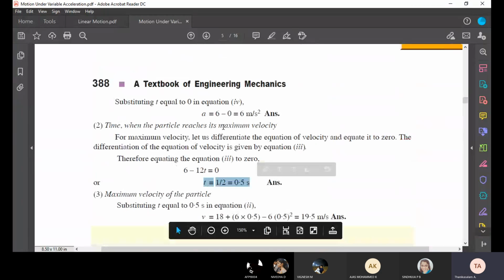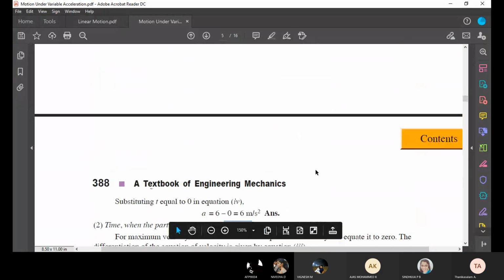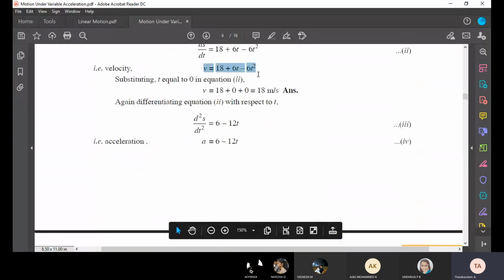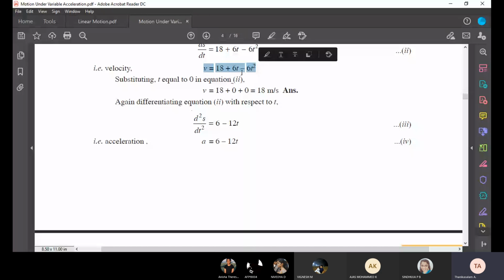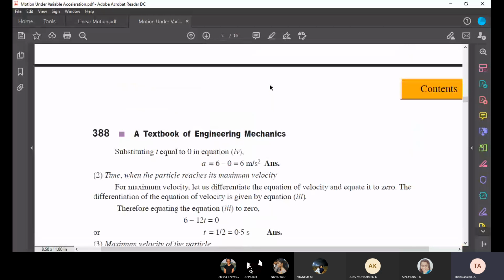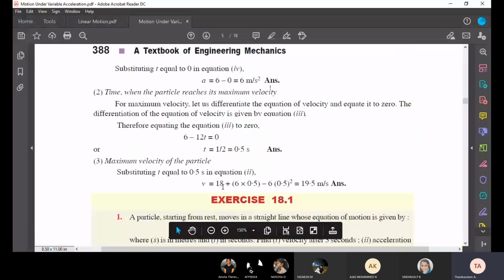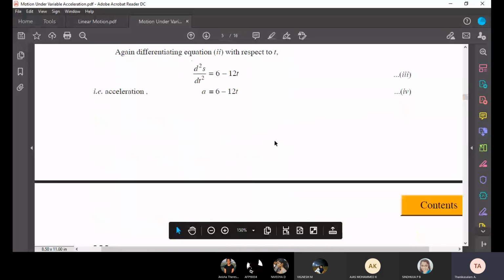For maximum velocity, we got t. You apply this t into the velocity equation: v equals 18 plus 6t minus 6t squared. Understand? Therefore, 18 plus 6 into 0.5 minus 6 into 0.5 whole squared. Therefore, 19.5 meters per second. Are you understanding? See, the first aim you can easily understand.